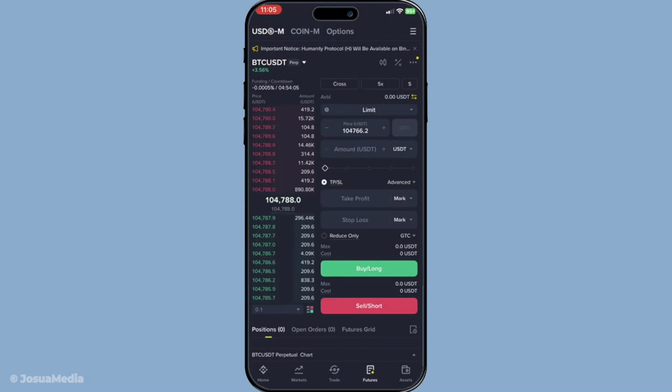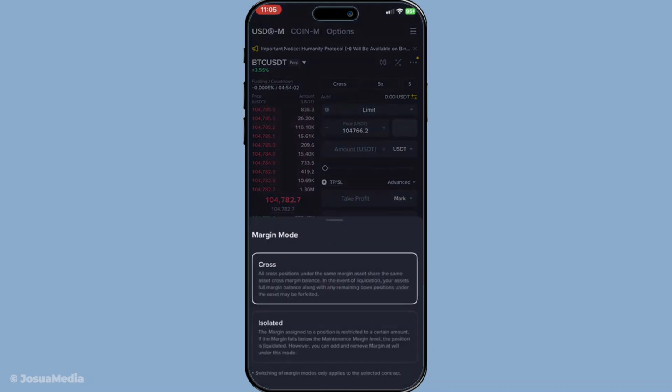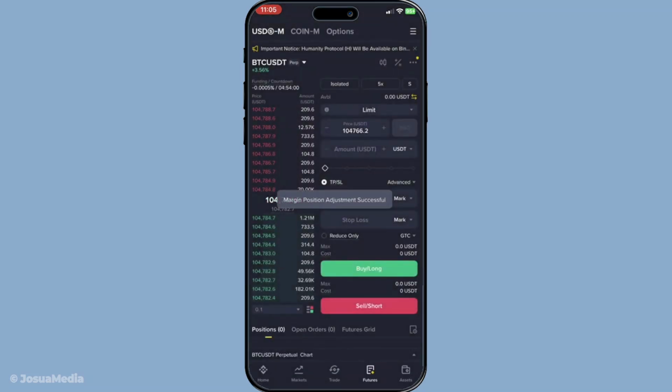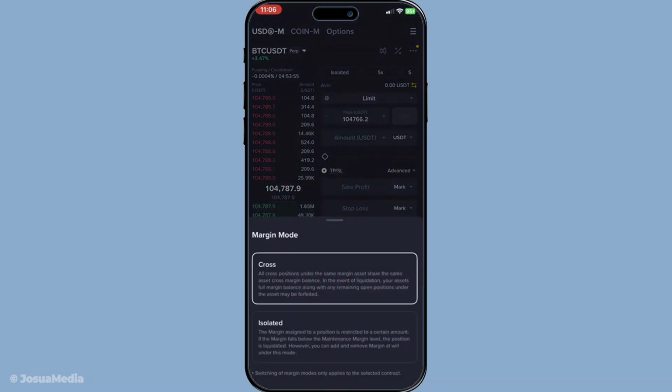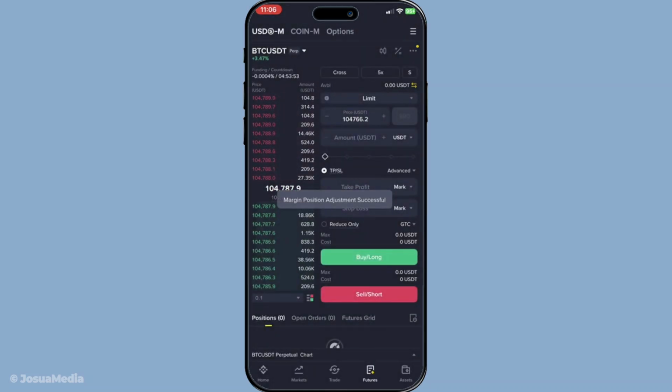Now, an important decision awaits, choosing between isolated or cross margin mode. Isolated margin mode limits your risk to the specific position you are opening, meaning you'll only lose what you have allocated to that single trade. Cross margin mode, on the other hand, leverages your entire margin balance to manage risks and maintain your position, automatically dipping into other available balances to protect the position. Your choice here depends on your risk appetite and overall trading strategy.